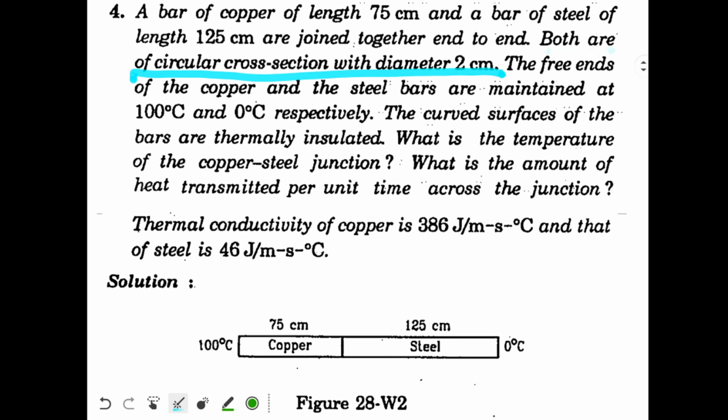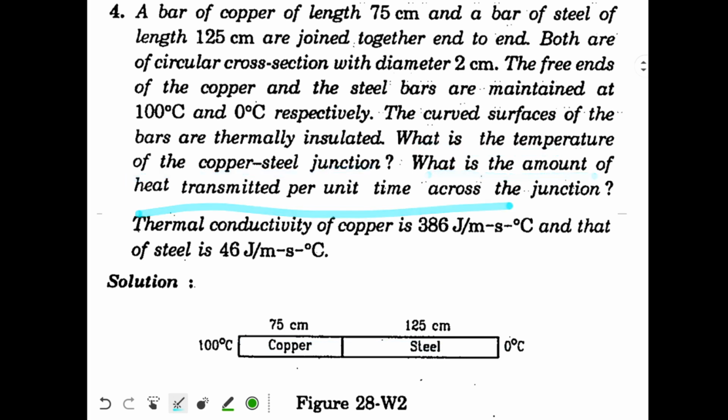Diameter is given 2 centimeter, which means we can find the area of cross section. The free ends of the copper rod and the steel bars are maintained at 100 and 0 respectively. So this is at 100 degree, this is at 0 degree. The curved surfaces of the bars are thermally insulated. So see, from the sides of the rod no radiation is happening. The only heat flow will happen along the rod from the hot end to the cold end. What is the temperature of the copper steel junction? What is the amount of heat transmitted per unit time across the junction?